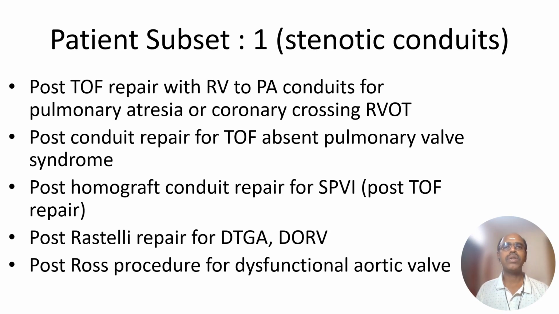The first subset is stenotic conduits, which is the commonest. It can be in the setting of tetralogy of Fallot, where a conduit has been placed either for TOF pulmonary atresia or TOF with anomalous coronaries. It can be for TOF with absent pulmonary valve. It can be any of the rastelli repairs for DORV or DTGA. It can be sometimes initially a transannular patch repair of the tetralogy and subsequently a surgical pulmonary valve implantation with a homograft conduit. Rarely it can be an aortic valve disease where Ross procedure has been done.